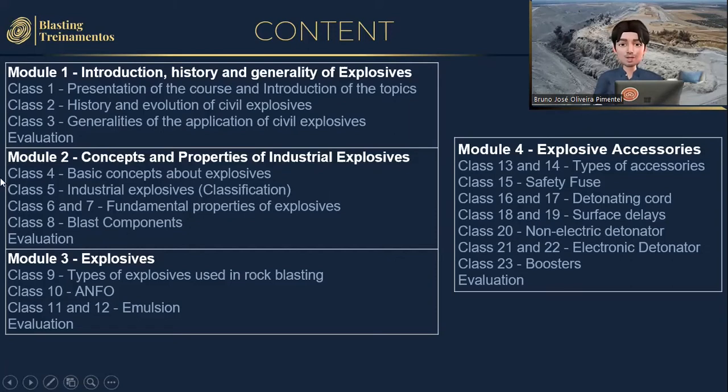So, in Module 2 we will see some concepts and the main properties of explosives. In Module 3, we will get to know the main explosives that we have available on the market today to carry out rock blasting. We will have a general class on the main explosives and then some specific classes on the explosives that are most used today in rock blasting. Then we will go to Module 4, where we will get to know the accessories that we have available to use in rock blasting. In it we will have 2 general classes presenting all the accessories and then some classes detailing the ones that are most used, where we will see their main characteristics and how they are applied.